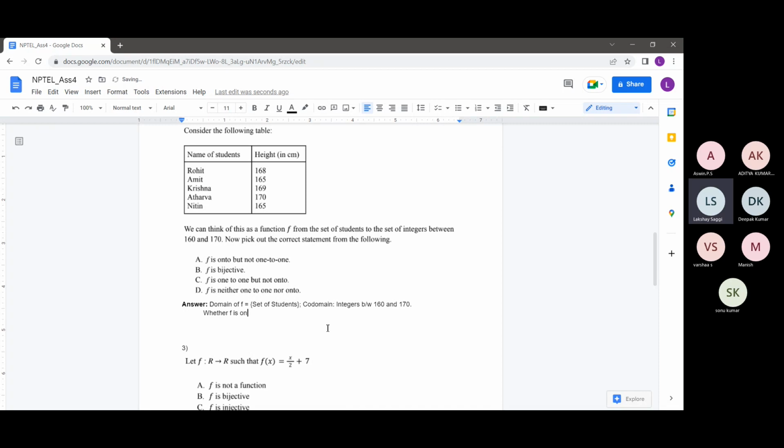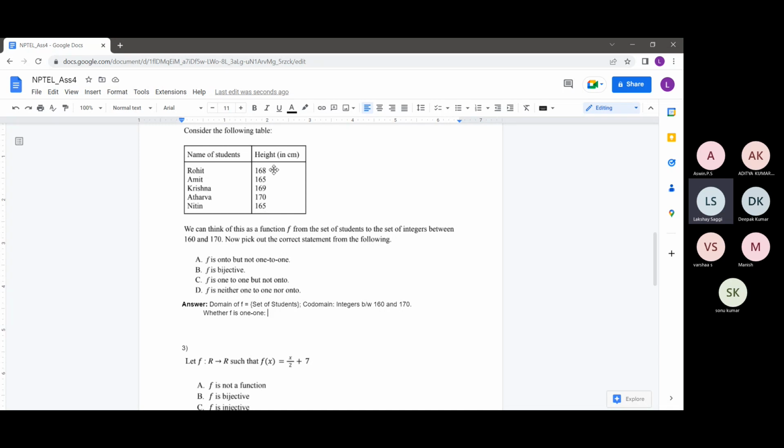So let's see whether f is one-one. One-one is basically injectivity. For the function to be one-one, every input should take a distinct value, a unique value different from all the other inputs' values. Rohit takes 168, Amit takes the value 165, but Nitin is also taking the value 165. So there are two elements, Amit and Nitin, which both take the value 165. So this function can't be one-one.